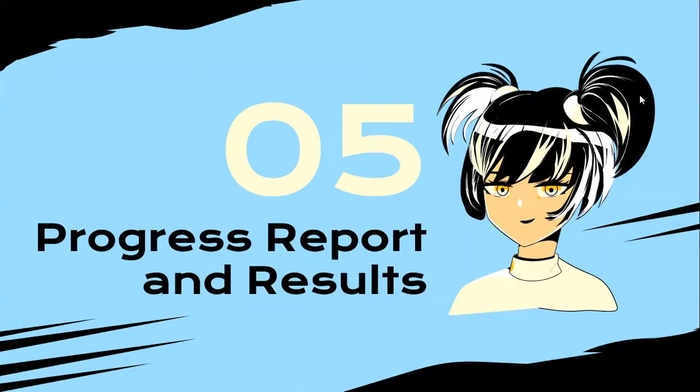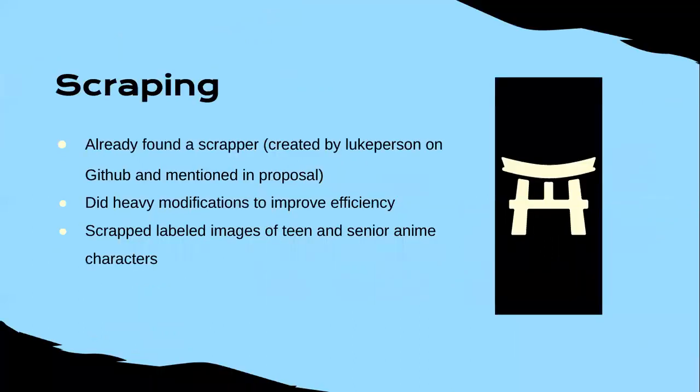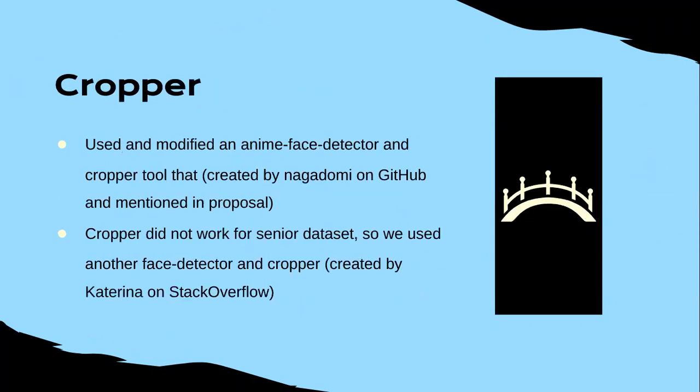So our progress and reports for this milestone: first we did scraping, and then the cropper, and then we did our base model and model variations, which we'll all discuss briefly next. First of all, the scraping. We found a scraper that we had to modify heavily in order to improve its efficiency since it was originally so slow. And then we scraped the labeled images that we mentioned from the website we mentioned before into two categories, teen and senior, which our model needed as an input.